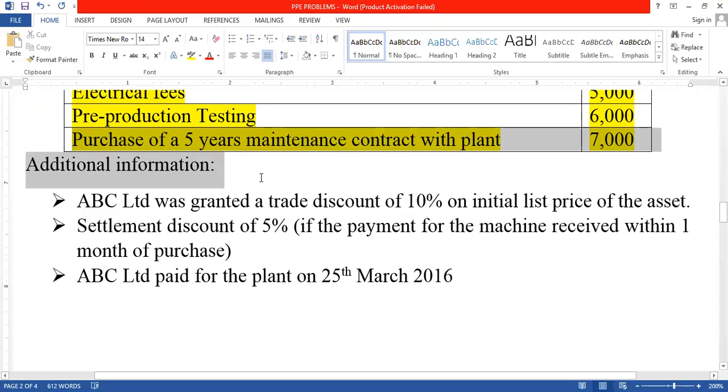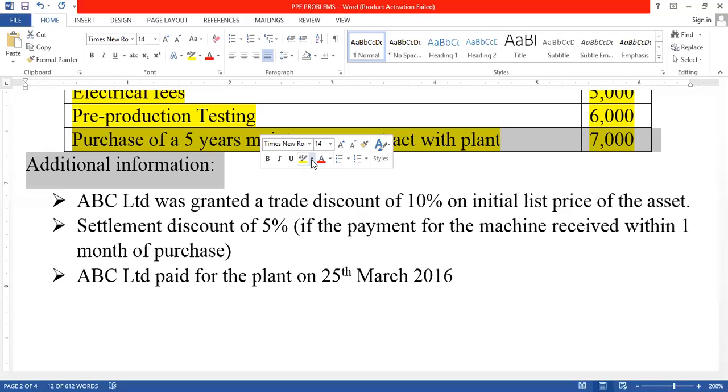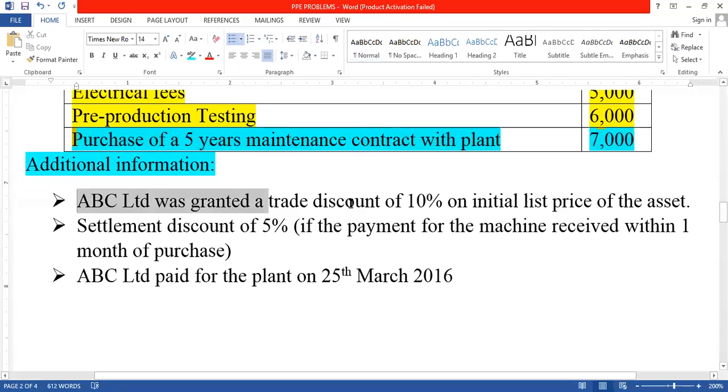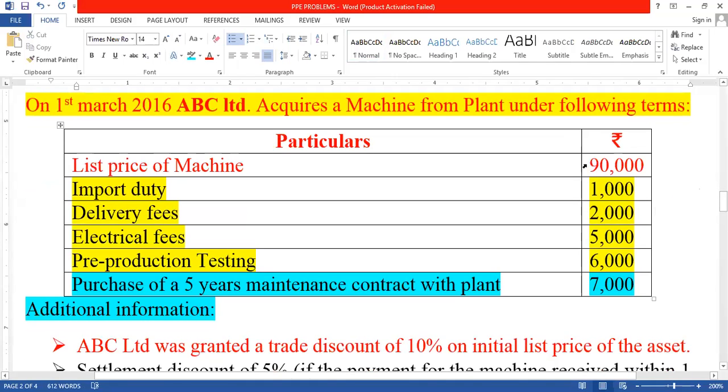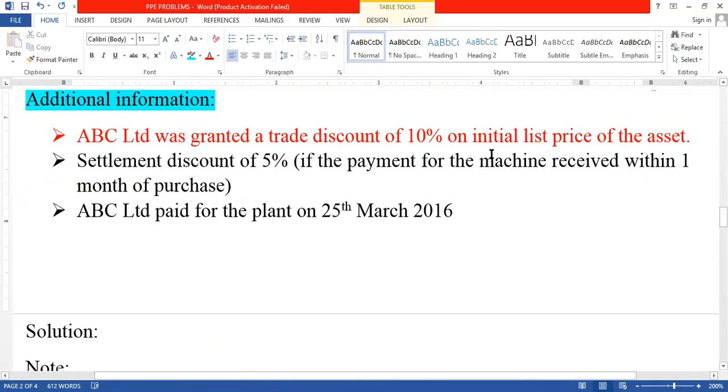See the additional information they have given us here. The first one is that ABC Limited was granted a trade discount of 10% on the initial list price of the asset. What is the initial list price of the asset? The list price of the asset here is 90,000. Based on this 90,000, we have to calculate the trade discount. After that, that amount will be deducted from the initial list price of the asset.